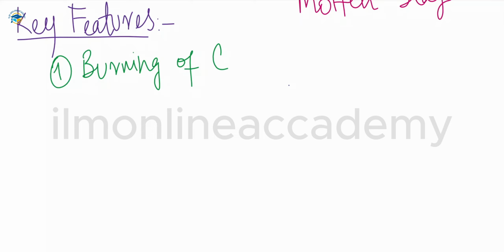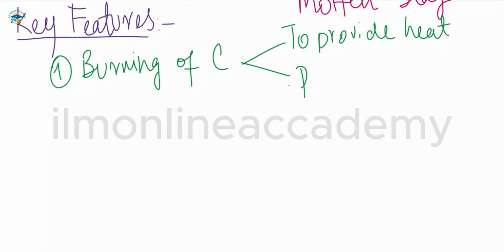There are some key features of the blast furnace for the extraction of iron from the iron ore, that is hematite. First of all, we have the burning of carbon, or burning of coke. Why are we doing this? We are doing this to provide heat, as this reaction is highly exothermic, and also to produce carbon dioxide. For the production of carbon dioxide and to provide enough heat for the reactions to happen in the blast furnace, we do the burning of carbon or coke.